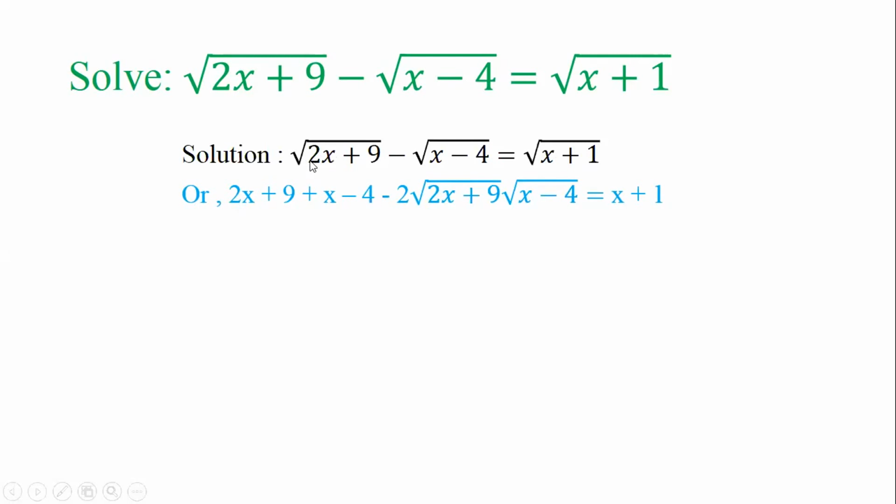Root over 2x plus 9 square means 2x plus 9. Root over x minus 4 square means x minus 4. Here minus 2ab means minus 2 into root over 2x plus 9 root over x minus 4. Here the square of root over x plus 1 equals x plus 1. But here 2x plus x equals 3x, and 9 minus 4 equals 5. The x plus 1 term remains unchanged.